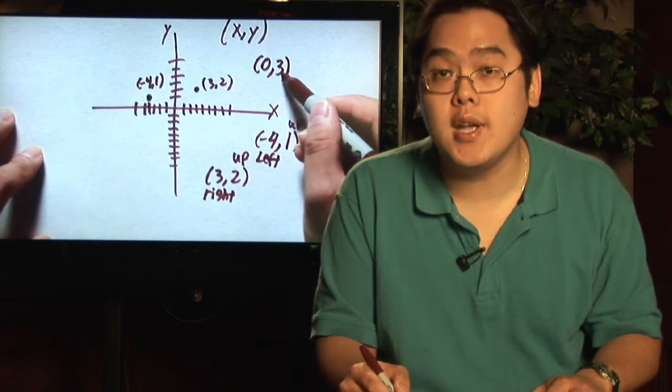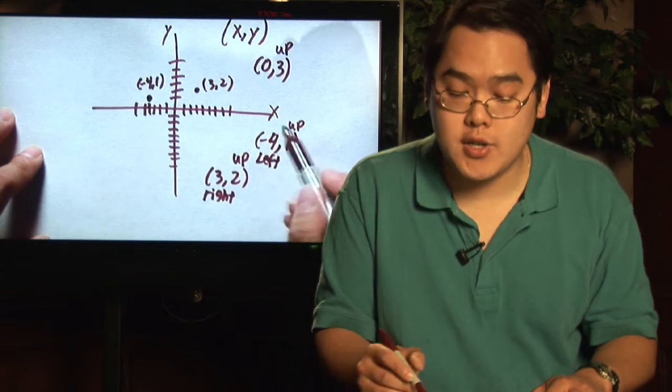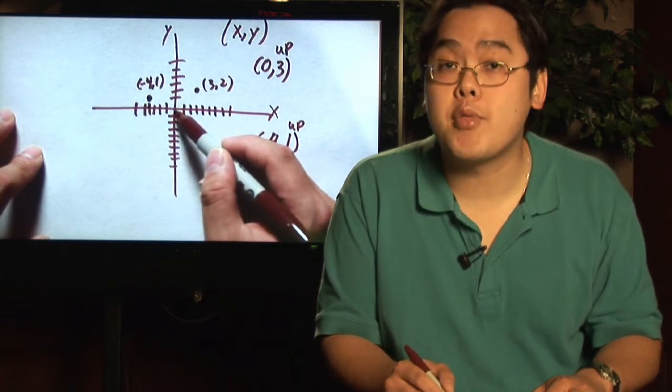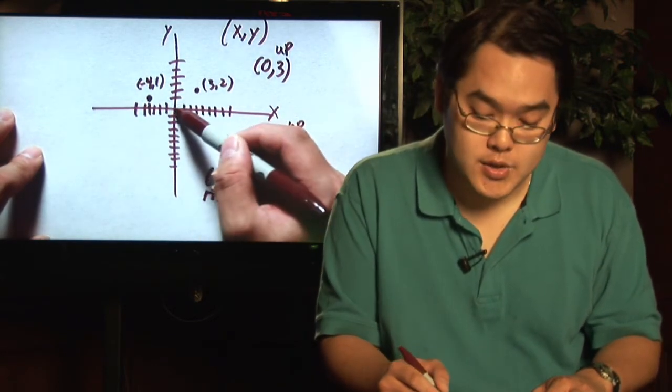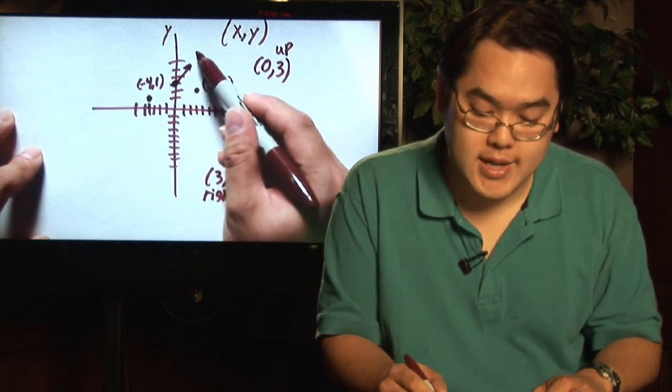So, the 3, because it's positive, you go up. So that means from the center, you simply go up 3 because there's no horizontal movement. So you go 1, 2, and 3. And just go ahead and label that 0, 3.